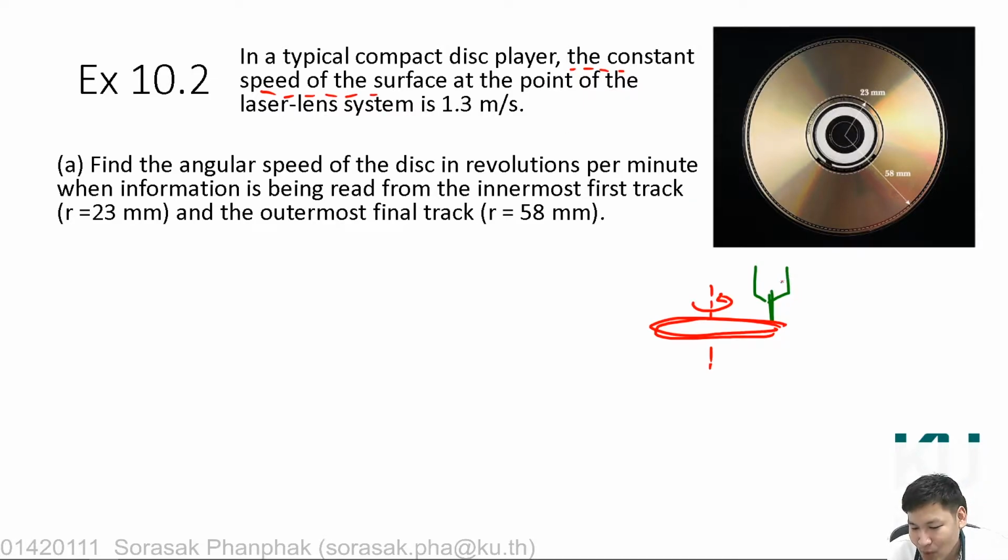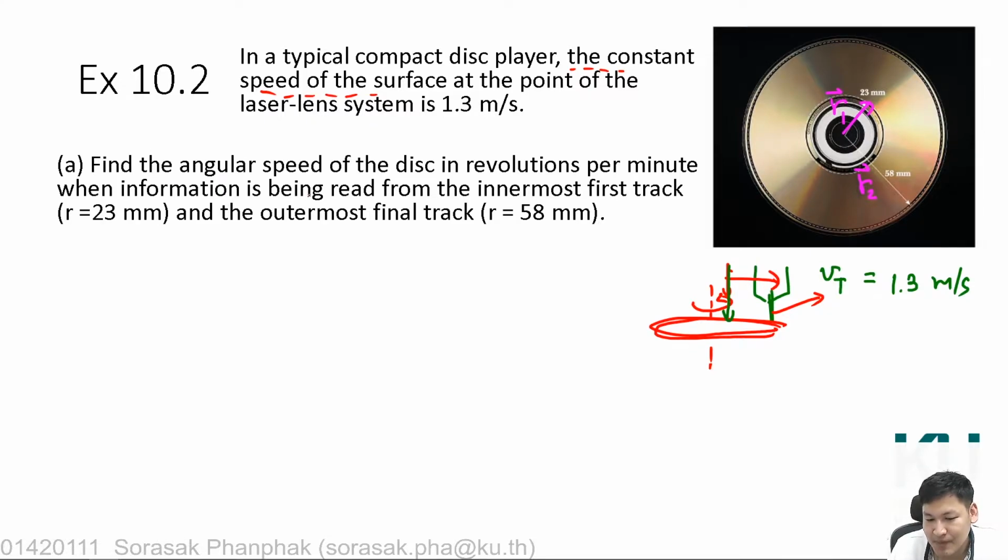So this means the laser reads out all the information from the inside to the outside, moving with a constant tangential speed. As it said, Vt in this case is equal to 1.3 meters per second. It starts from the inside, which I'll call R1, and the outside is R2. So it's moving from inside to outside.